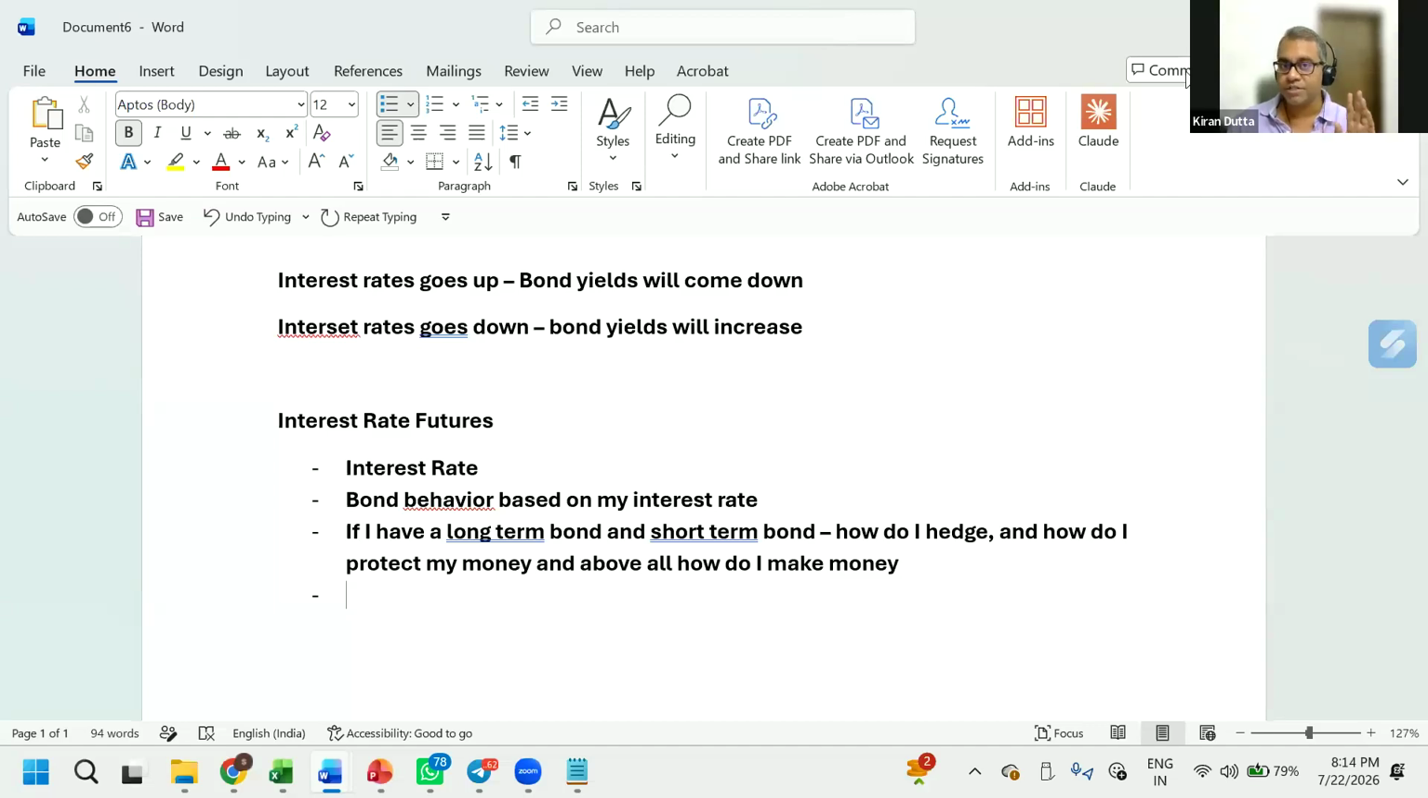How do I hedge? How do I protect my money so that I should not lose money? I should actually make money for my investor. How do I protect my money and how do I make money? So the whole chapter actually revolves around this and this only. Everyone clear on this?